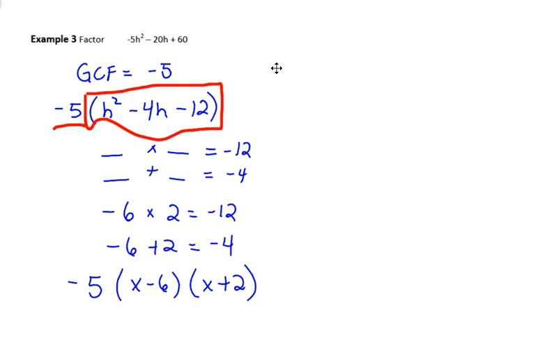Hopefully you were able to understand that. Just remember, the rule is that we're always looking for something to add to the middle term and multiply to the outside term. When we find those factors, we record each of those factors as a binomial with our x terms as well. Okay, so hopefully that was clear.